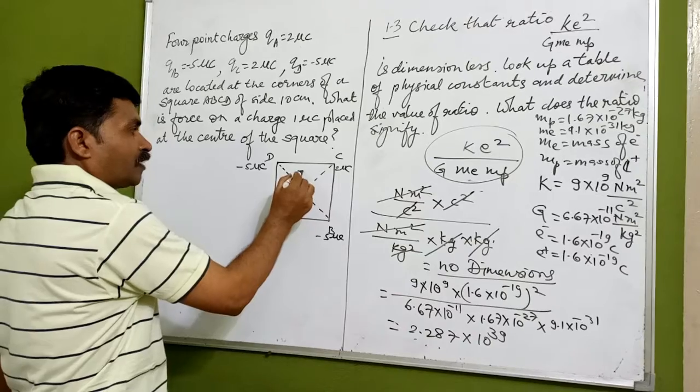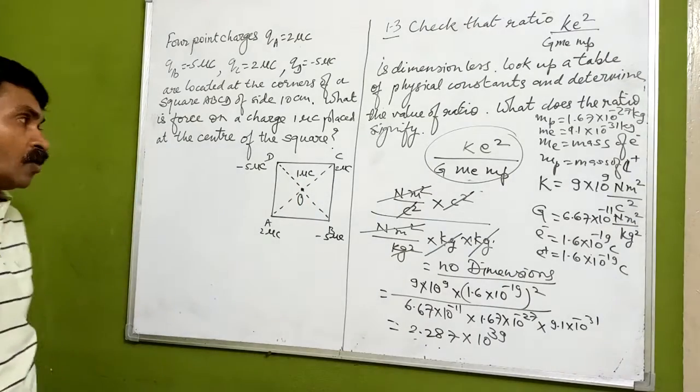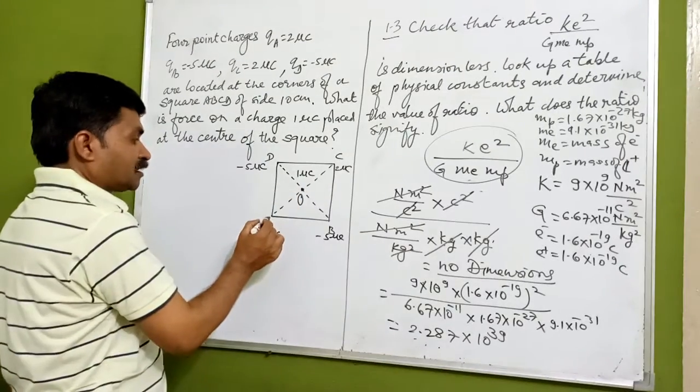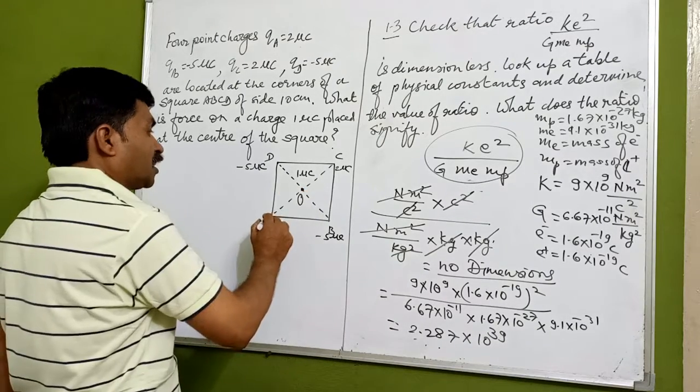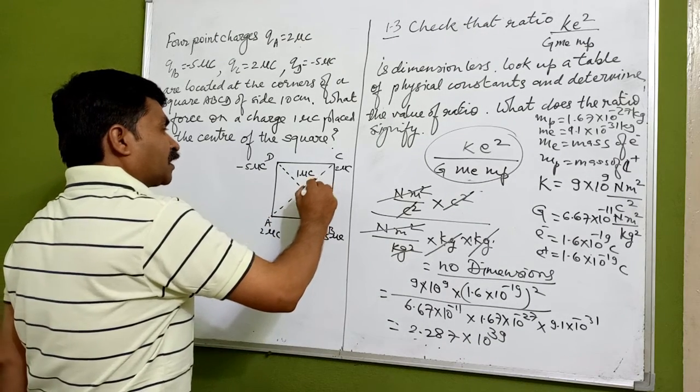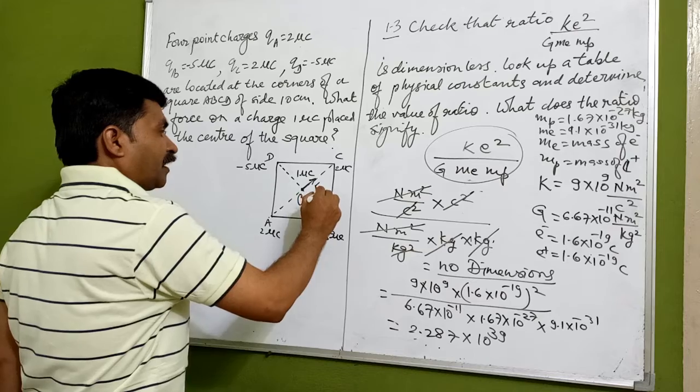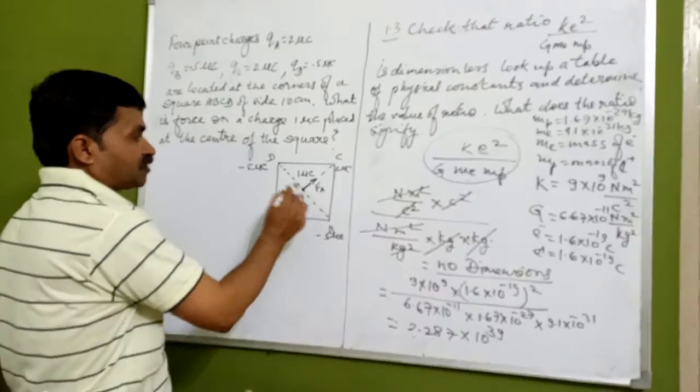Here we have a 1 microcoulomb charge. Now this is a positive charge and this is also a positive charge. So there will be a force in this direction, that will be FA. This is the force because of this charge.